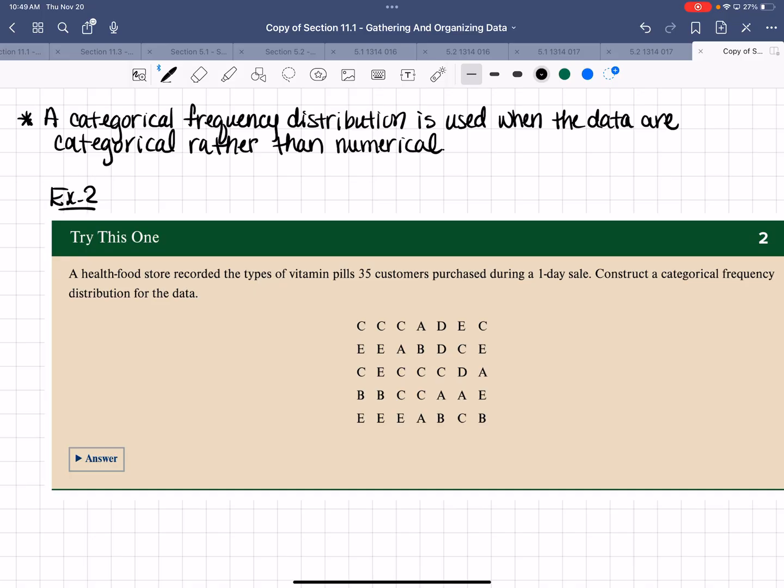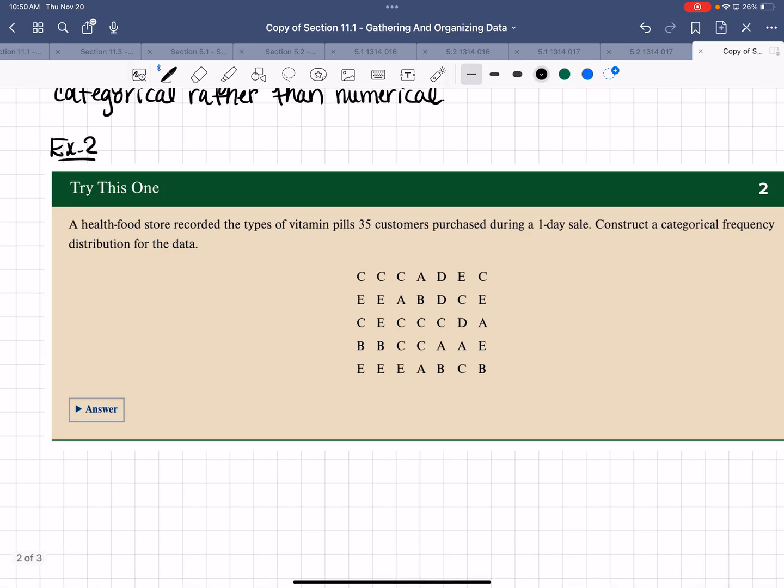So this health food store, what they did was they offered a sale that gets more people in, and then they recorded which types of vitamins were most popular that day. So that way, when they go to restock, they're going to go, oh, well, I might not restock vitamin E, or whatever it is on there, because not that many people bought it, okay? It's sitting there, it's going out of date, we're having to discard it. We're wasting our money. So this wants us to construct a categorical frequency distribution for the data.